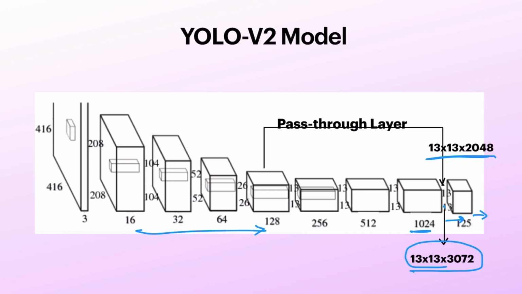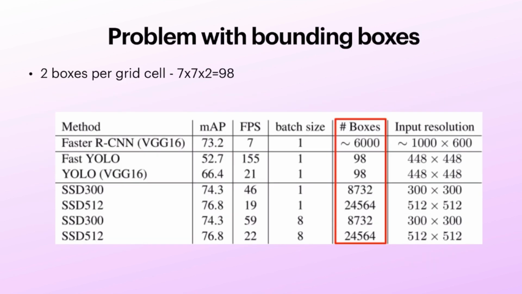Now let's look at some of the issues with the bounding box predictions in YOLO-V1. We will solve them one by one. The first problem is YOLO-V1 can predict only 2 boxes per grid cell. It has 7 by 7 grid cells and each grid has 2 boxes, so total 98 boxes. 98 boxes are the maximum you can get from YOLO-V1.